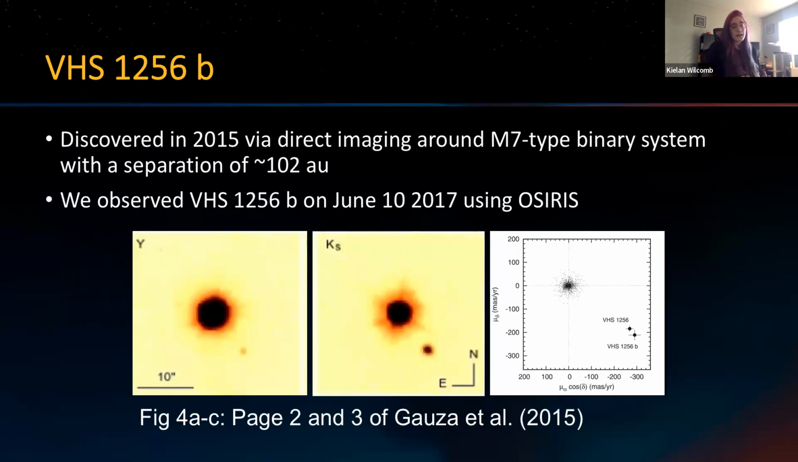The next exoplanet in the sample is a little different. VHS 1256b was discovered in 2015 via direct imaging around an M7 type binary system with a massive separation of 102 AU. We observed this wide orbit target June 10, 2017 using OSIRIS for about 70 minutes total. Here are some figures from this discovery paper, Gauza et al. 2015.